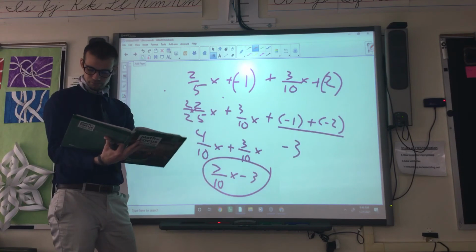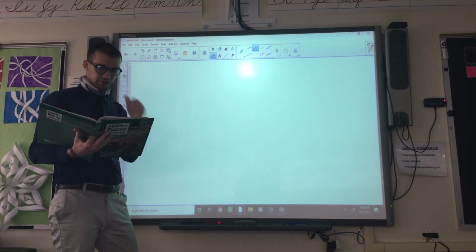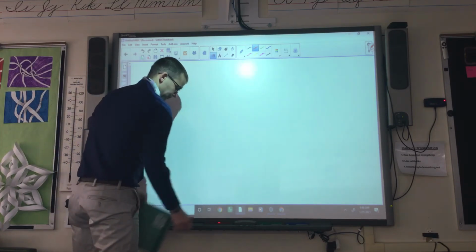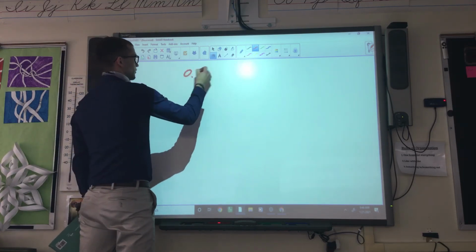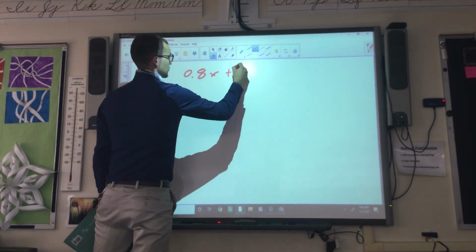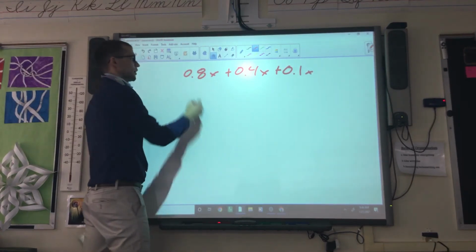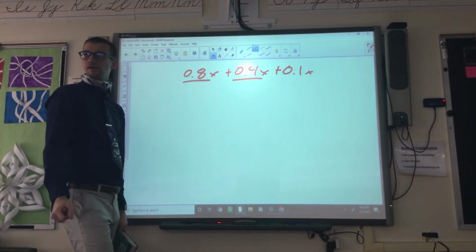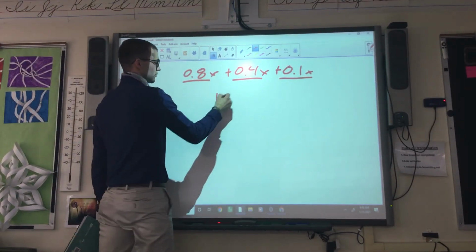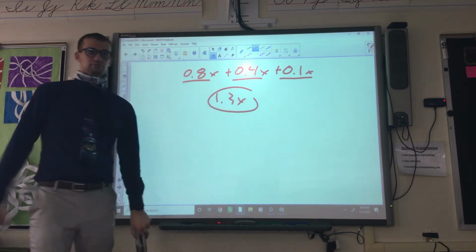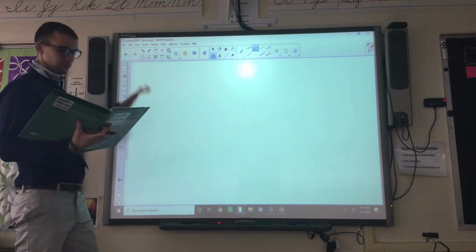Okay, 148 on the top. Simplifying algebraic terms with 3 like terms. So 8 tenths x plus 4 tenths x plus 1 tenth x, so it says. Yeah. Okay, well 8 tenths plus 4 tenths is 1 and 2 tenths. 1 and 2 tenths plus another 1 tenth: 1.2. Done. That's it. Oh wow. Yep. Okay, what about the next one?